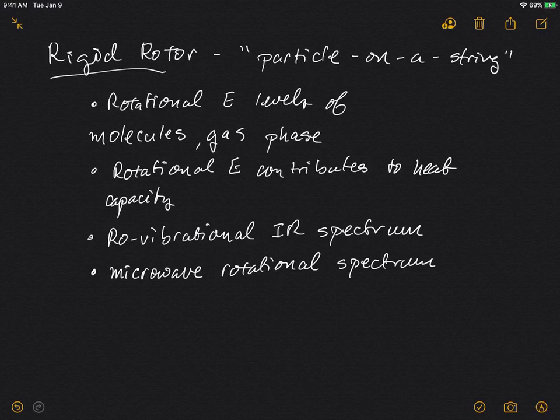So the rotational transitions are lower in energy. The difference between the rotational energy levels is smaller, and therefore they can show up as splittings between lines in the infrared spectrum, where there's a combined transition involving a change in the vibrational quantum number and the rotational quantum number, or there's the pure rotational spectrum in the microwave region of the electromagnetic spectrum.